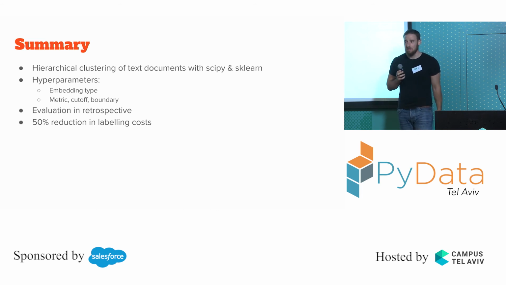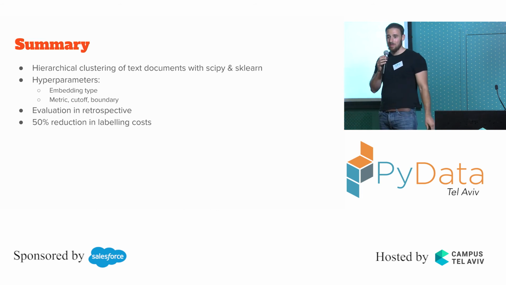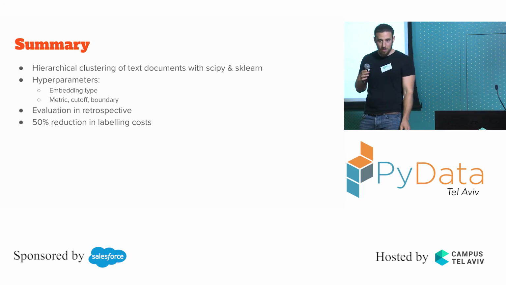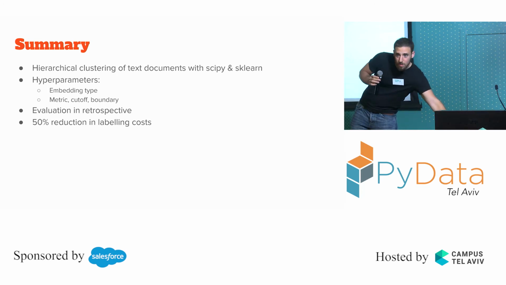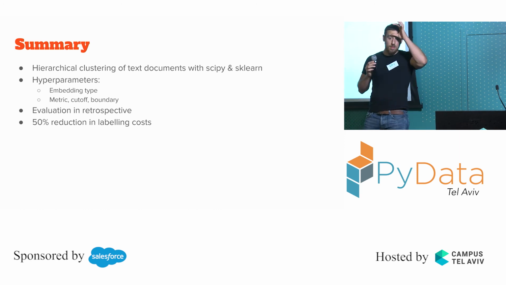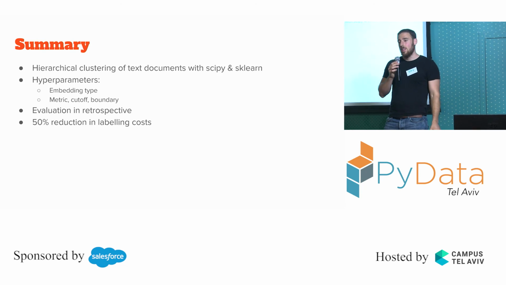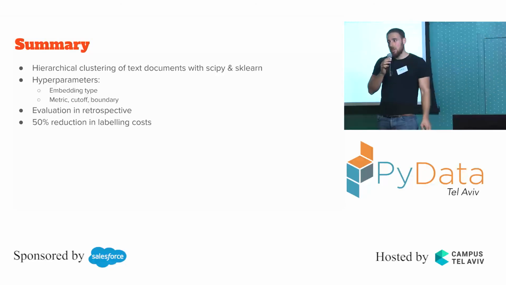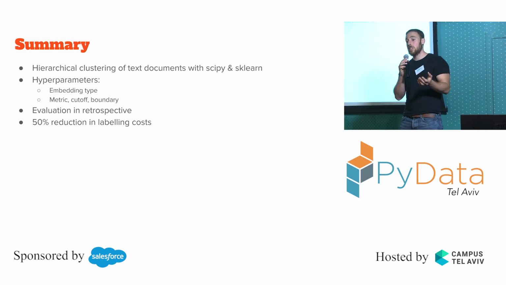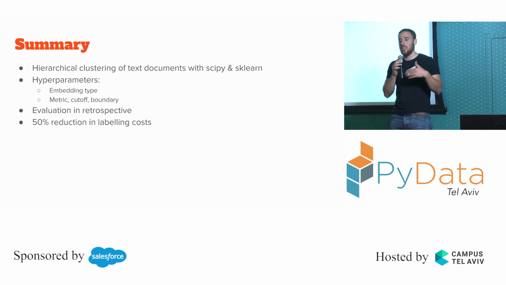Questions? So I didn't understand the evaluation process. Where do you get the labels from? From like the lawyers tag all the documents in the cluster? So it's evaluation in retrospective. We have to ask the lawyer to tag a small sample, so we'll know we're in the right direction.